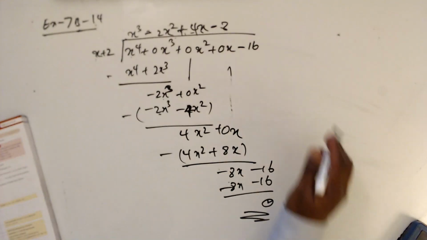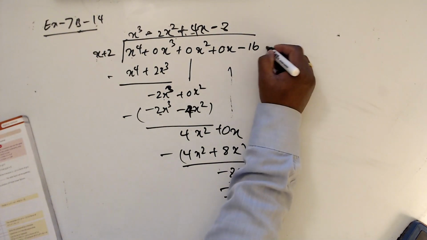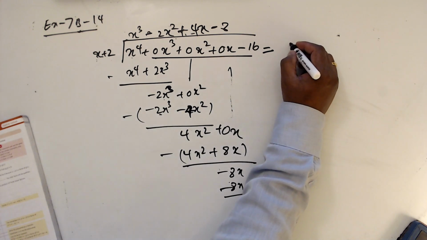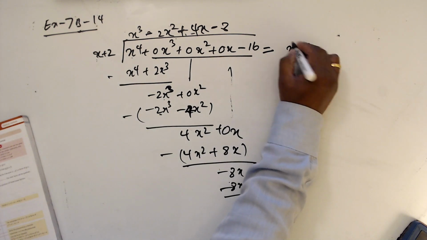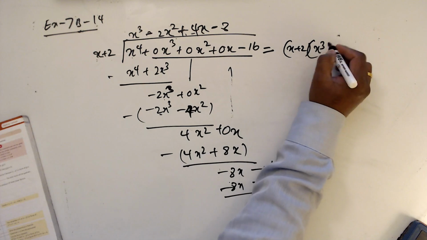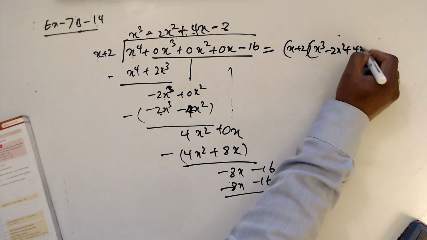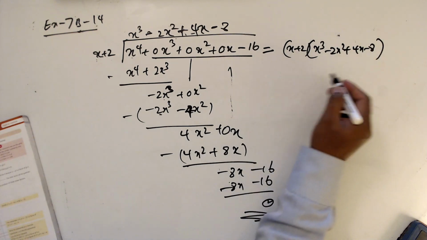Then you can write the answer, this one equal x plus 2 times divisor x square plus 2x square plus 4x minus 8.